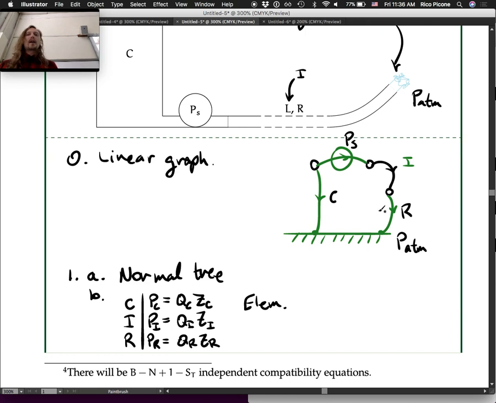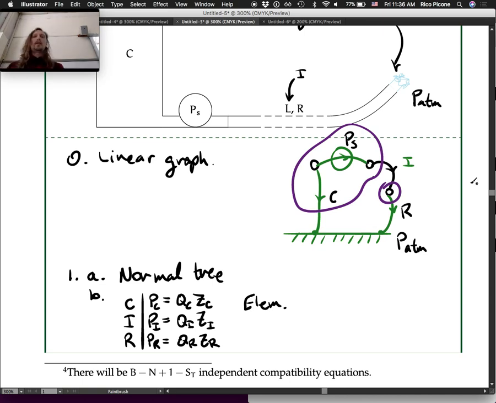We do that by drawing a contour that intersects the normal tree just through that element and nowhere else. So in order to do that for C, we kind of have to do this contour, right? We could draw it around this way, same equation. And for R, it's a little easier. We can just do that one.